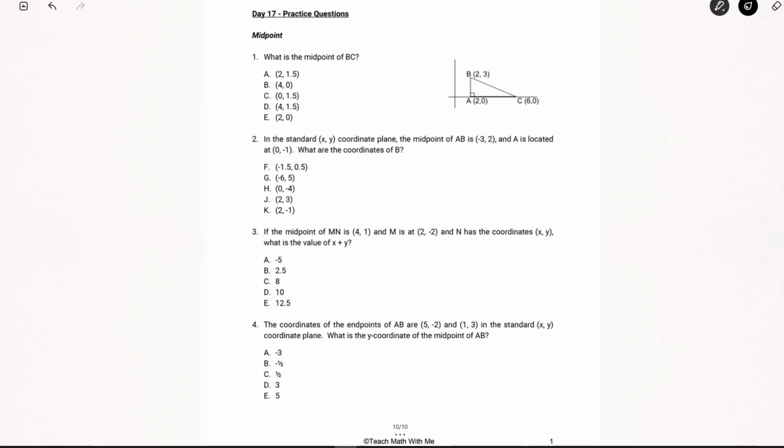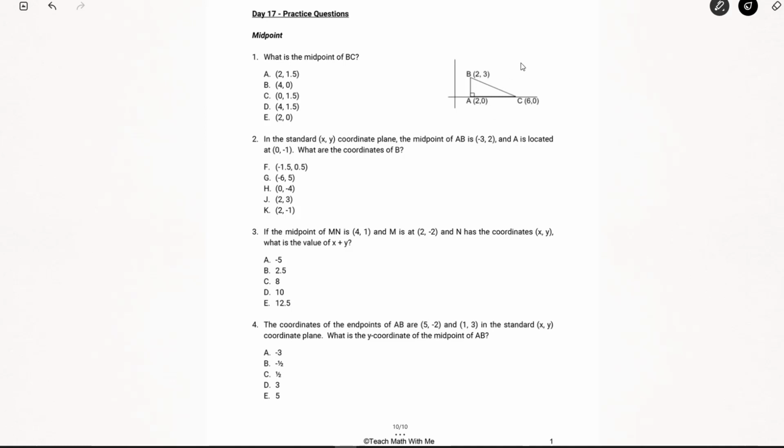In this video, we're going to work some practice questions related to midpoint and how those correspond in the integrating essential skills category of questions. So let's look at the first question. What is the midpoint of BC? And remember, midpoint, we're looking for the middle point between B and C.